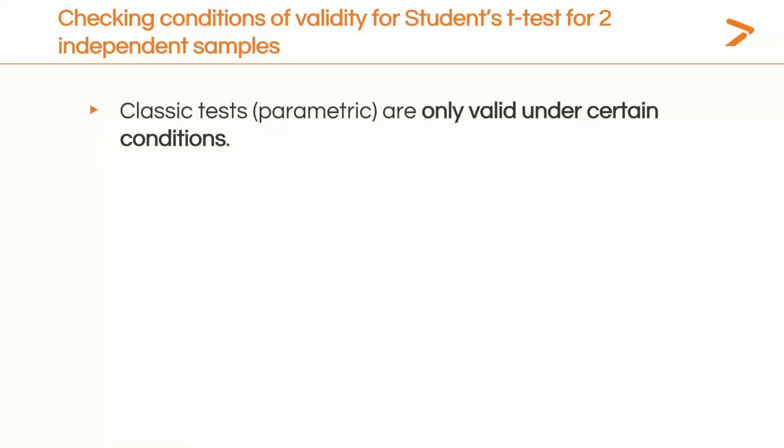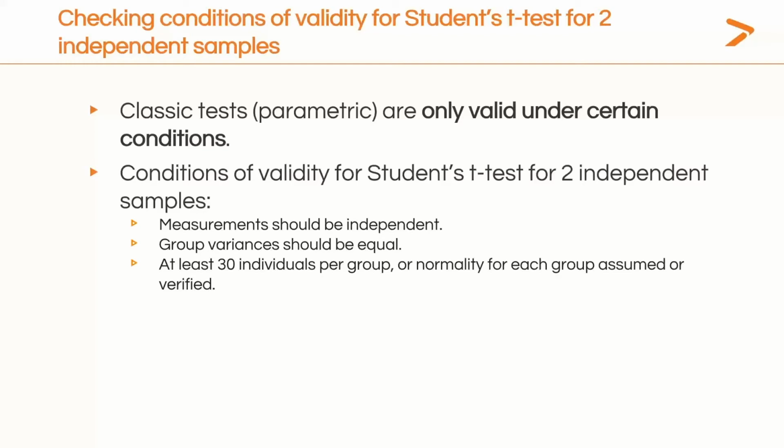Now we're going to run the student's t-test for two independent samples, as I told you. Classic tests, such as student's two-sample t-tests, are only valid under certain conditions. And for student's t-tests for two independent samples, you should have independent measurements, so only one measurement per patient. Group variances should be equal. You should have the same dispersion, the same variance between the two groups.